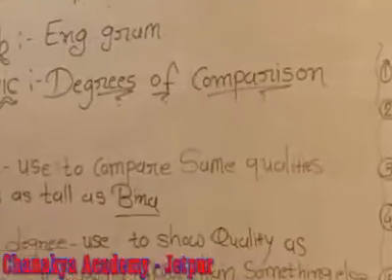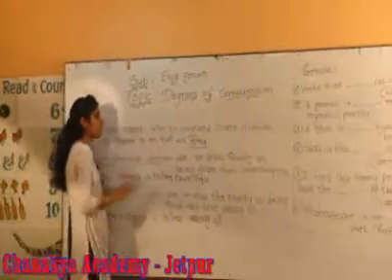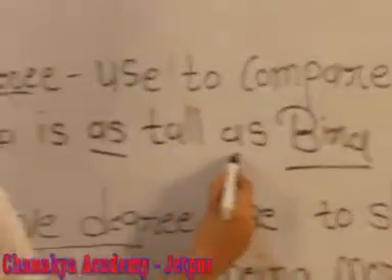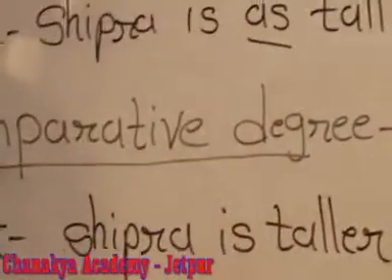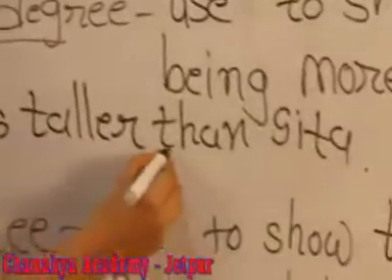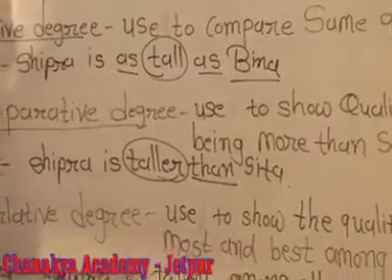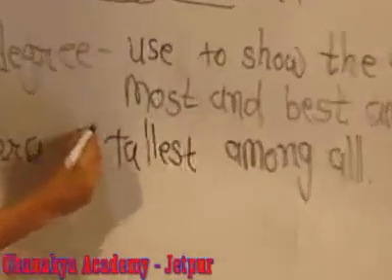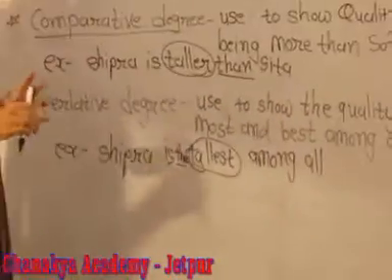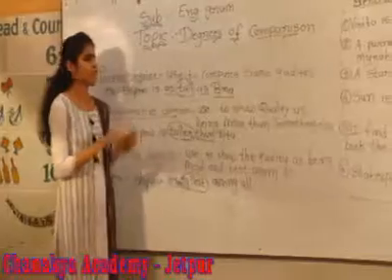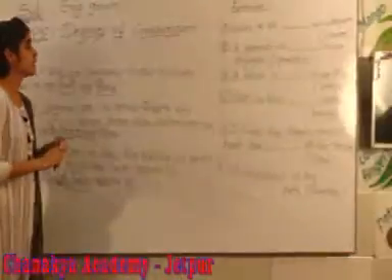Now, what is the sign to recognize the degree? When we are using the positive degree, for recognition we use as before and after the adjective. When we are talking about the comparative degree, we use than after the adjective. And when we are talking about the superlative degree, we use the before the adjective. So here are some practices so that you can recognize which degree is shown. Now we are going to do an exercise.